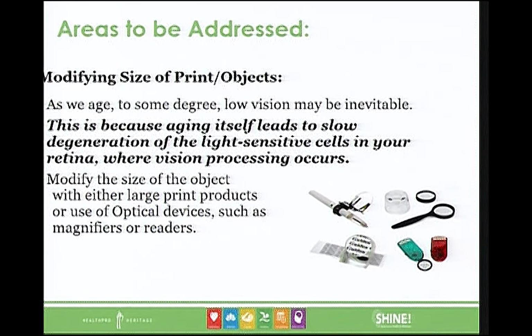Modifying the size of print or objects. As we age, to some degree, low vision may be inevitable. This is because aging itself leads to slow degeneration of the light-sensitive cells in your retina where vision processing occurs. Modifying the size of objects with either large print products or the use of optical devices such as magnifiers or readers can help you to preserve more functional sight.